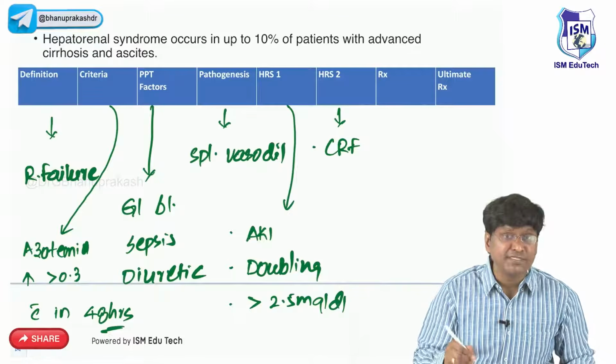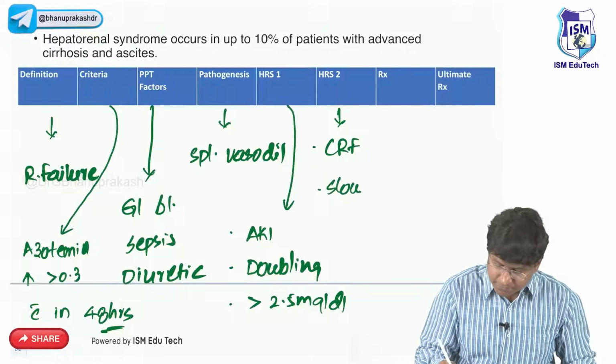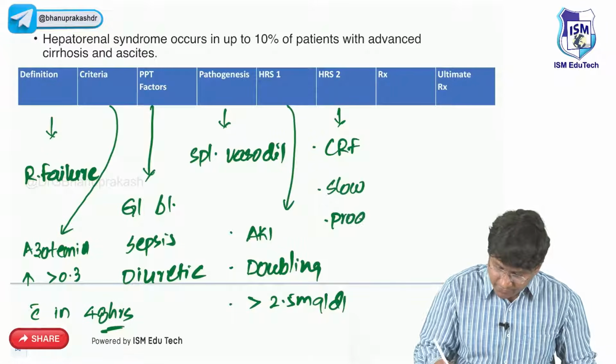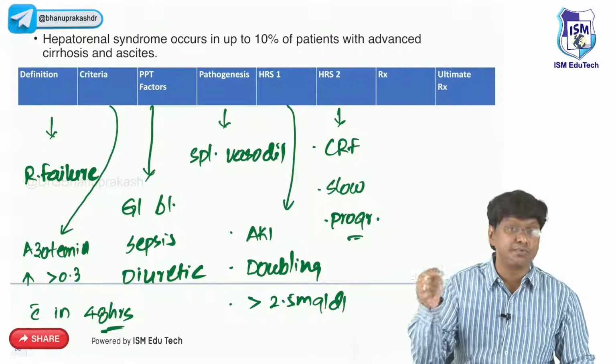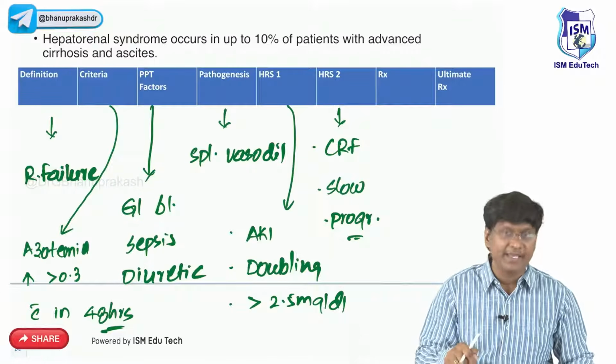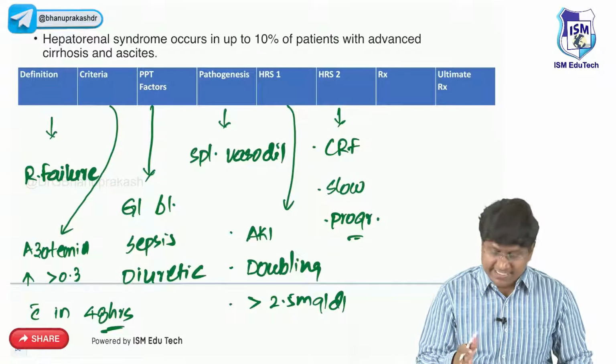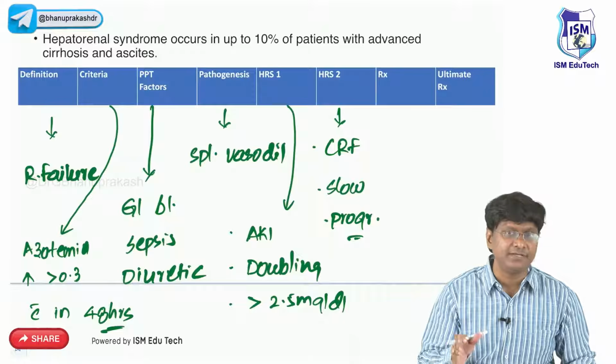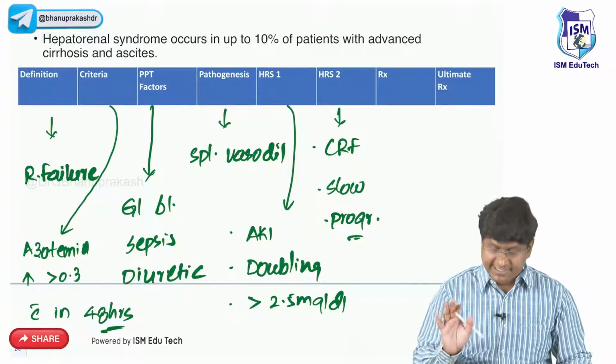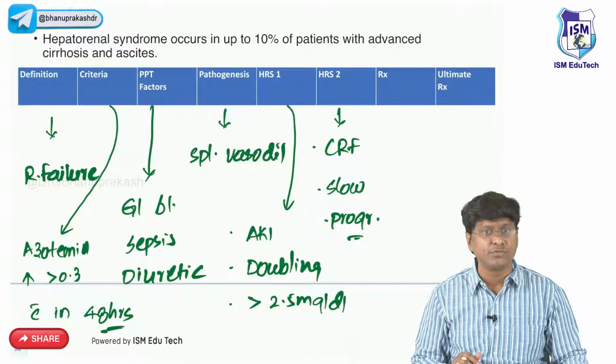Hepatorenal syndrome type 2 is slow and progressive, whereas hepatorenal syndrome type 1 is the acute kidney injury. That is the reason why hepatorenal syndrome type 1 has a worse prognosis compared to hepatorenal syndrome type 2.